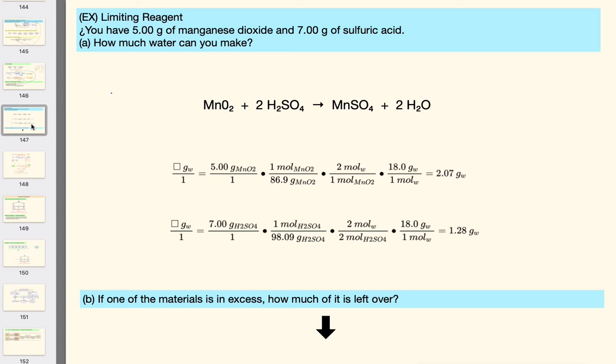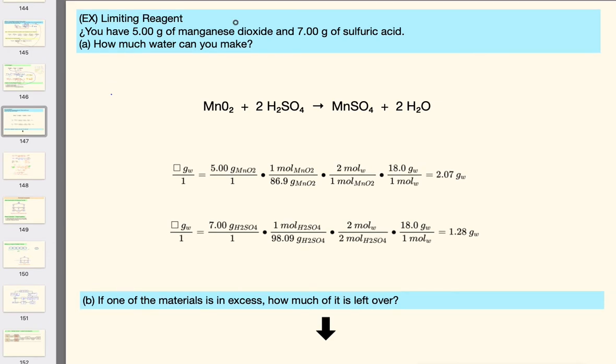Let's say you have 5 grams of manganese dioxide. I'm going to write my 5.00 there. And I have 7 grams of sulfuric acid. How much water can you make? This is what I'm looking for. How much water can I make?